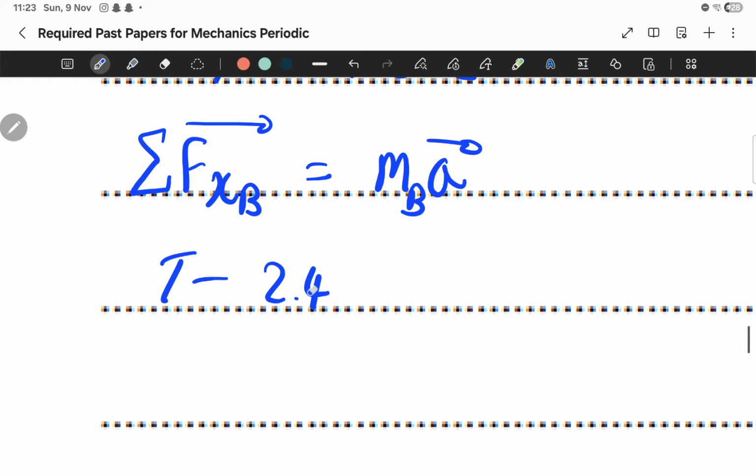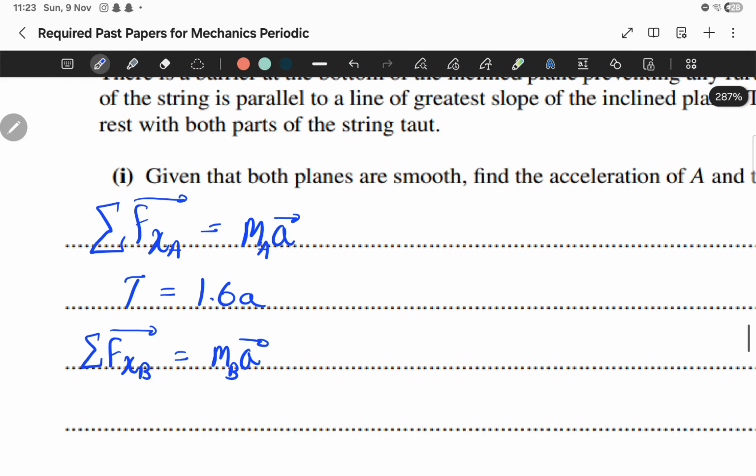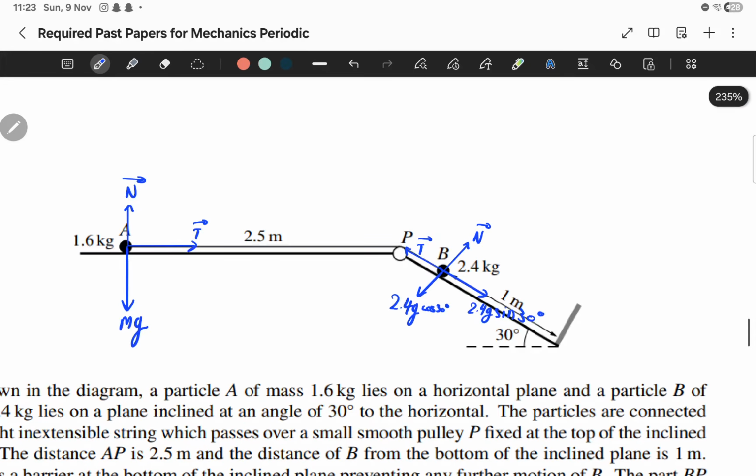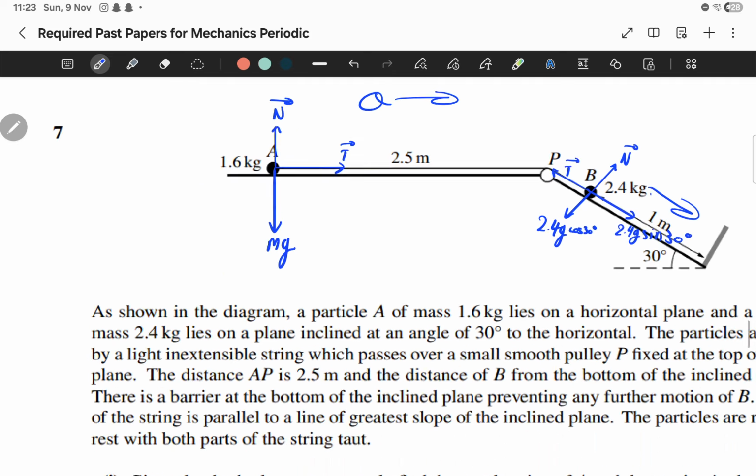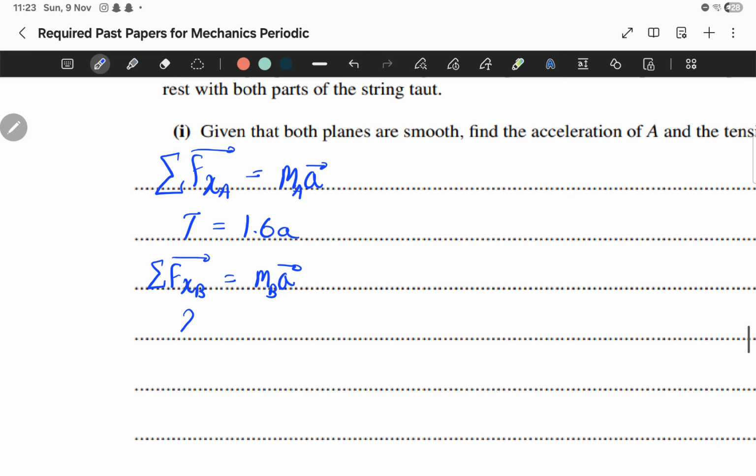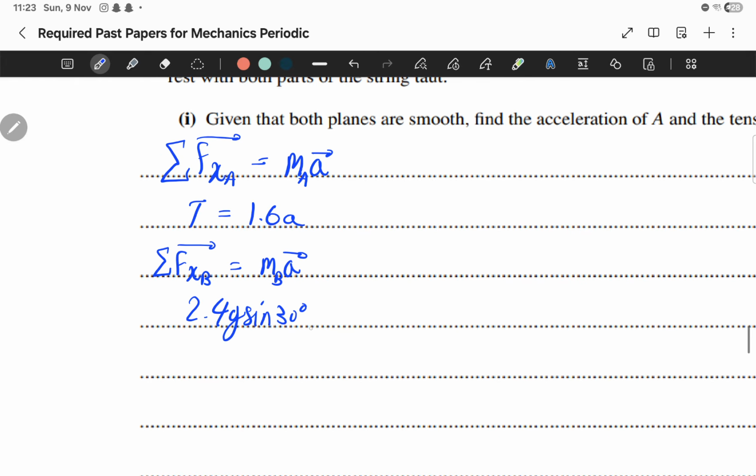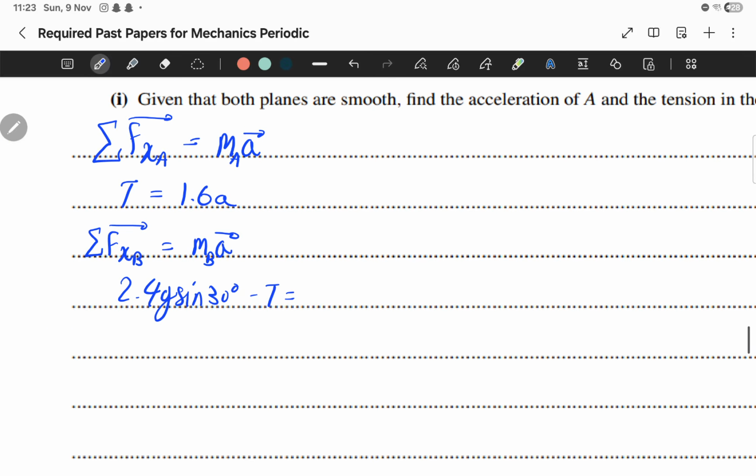Or wait, one second. No. Don't do that. Because acceleration is going this way, right? We took it to go like this, right? We're taking our sense of motion as this, so that means acceleration is also gonna go like this. So this is our positive direction. So we're actually gonna write 2.4g sine 30 degrees minus tension is equal to ma, which is 2.4a.